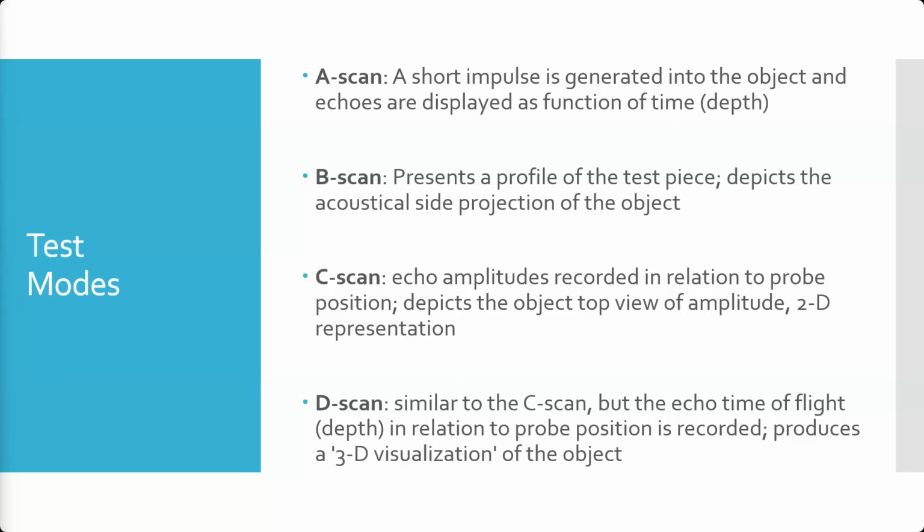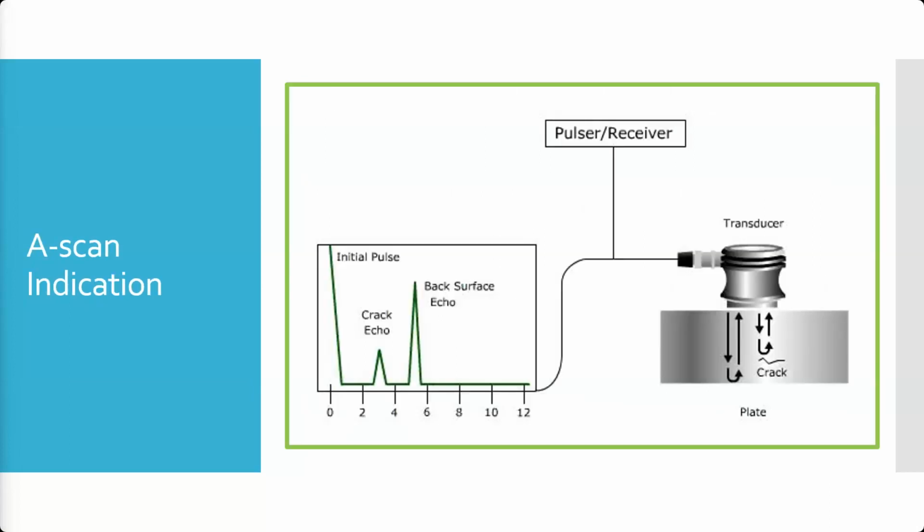C scan gives you probe echoes in relation to the probe position on a true 2D, kind of if you're looking down the same direction the probe is transmitting. And then D scan is similar to C, but we can do time of flight and depth to give us a 3D visualization of the object. So what do these look like?